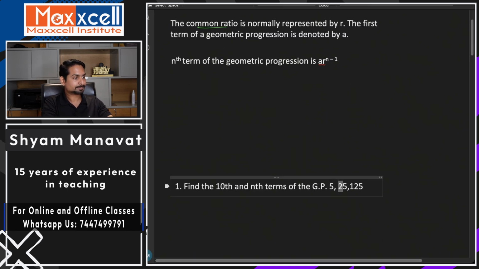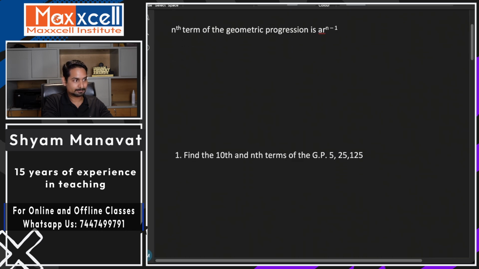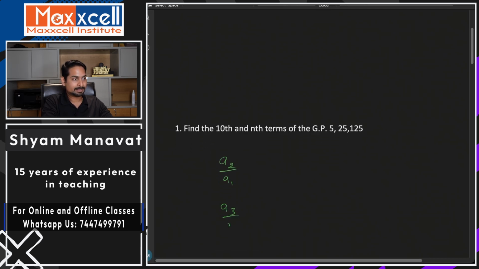So if you take the ratio of the second term with the first term, and the ratio of the third term with the second term, see what you get. The second term is 25, the first term is 5. The third term is 125 and the second term is 25. What do you get here? 5, 5. When you get the ratio of consecutive terms common in any progression or any series, then that is called geometric progression. That's how you identify geometric progression.